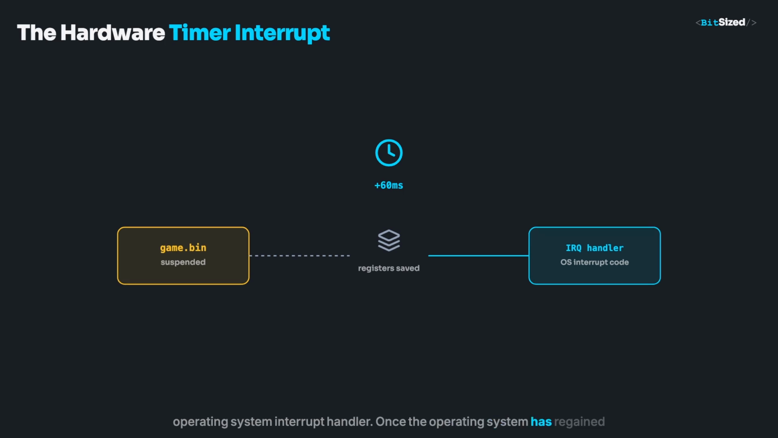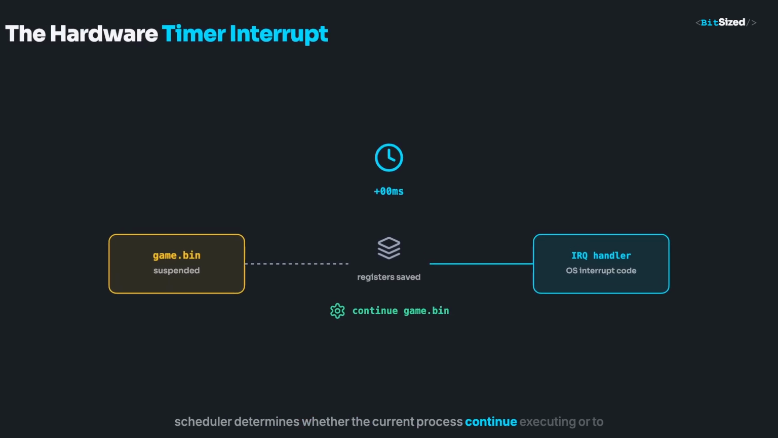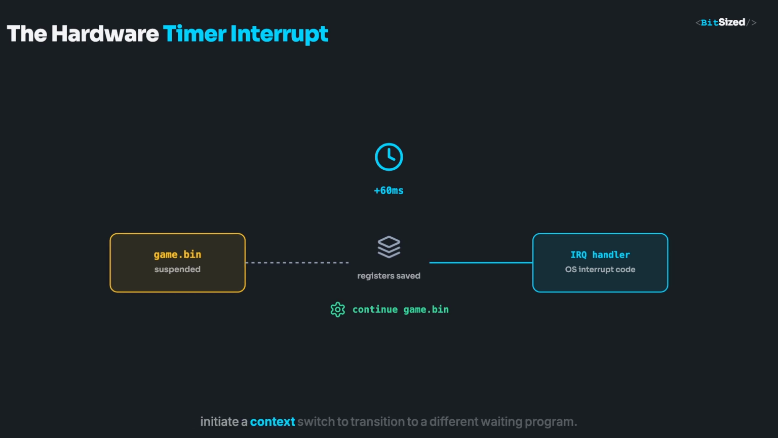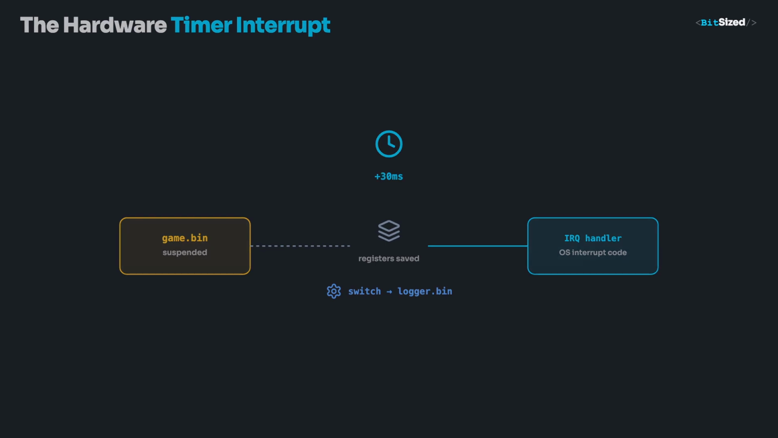Once the operating system has regained control of the central processing unit, an internal component called the scheduler determines whether the current process should continue executing or whether to initiate a context switch to transition to a different waiting program.